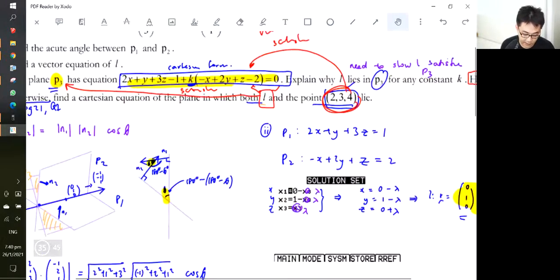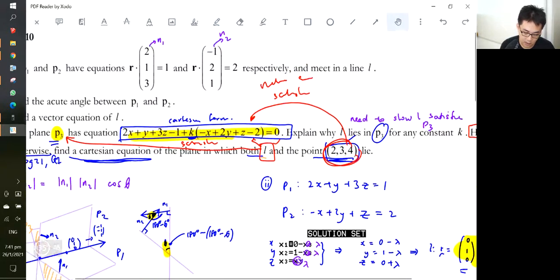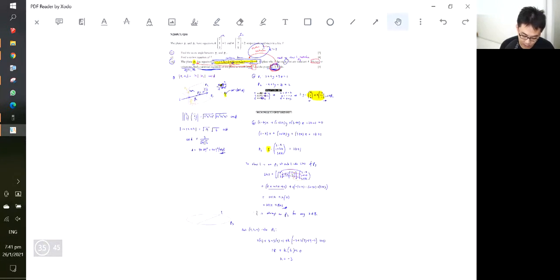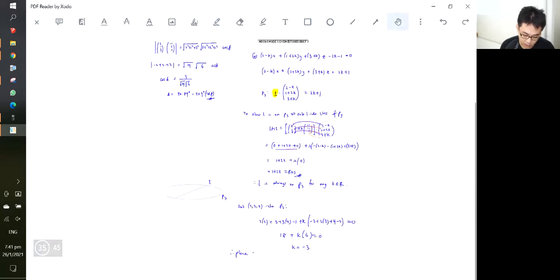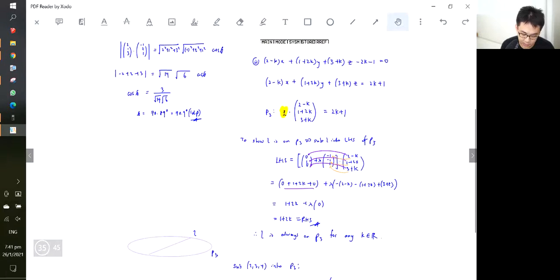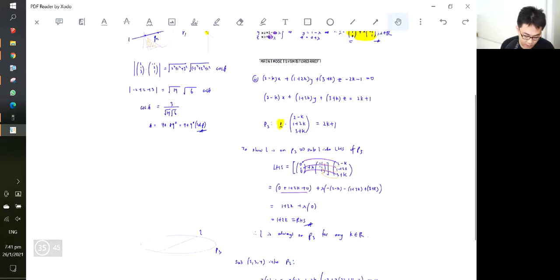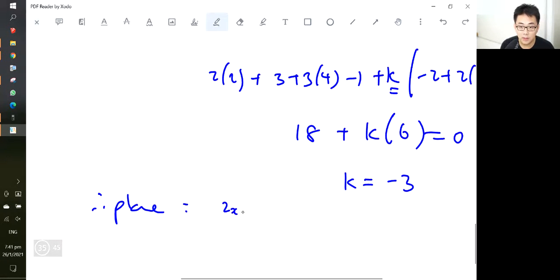So if you want to find the Cartesian equation of the plane which contains L and the point, it means k equals to minus 3 when this point is on the plane. Okay, so hence the plane will be... I think because they want a Cartesian form, I will just sub back in. Okay, so that will be 2x. Just to not further complicate you, I will just sub back into this one.